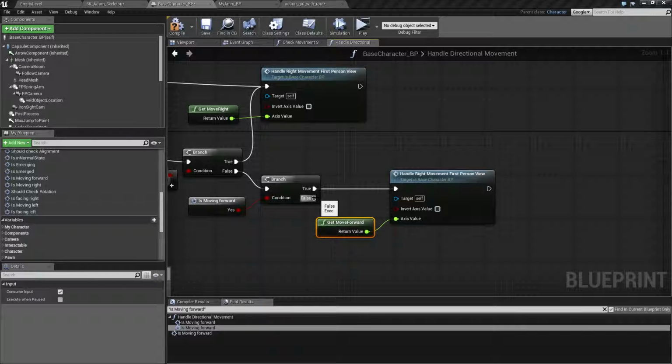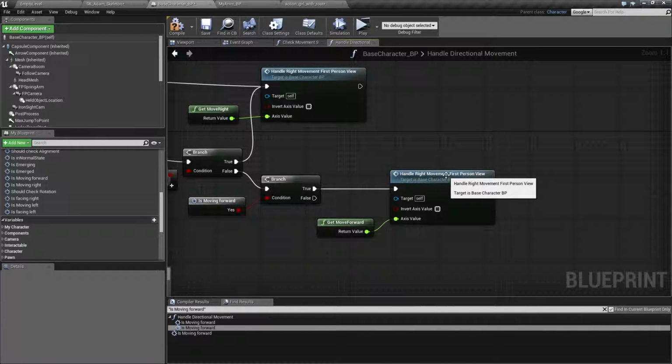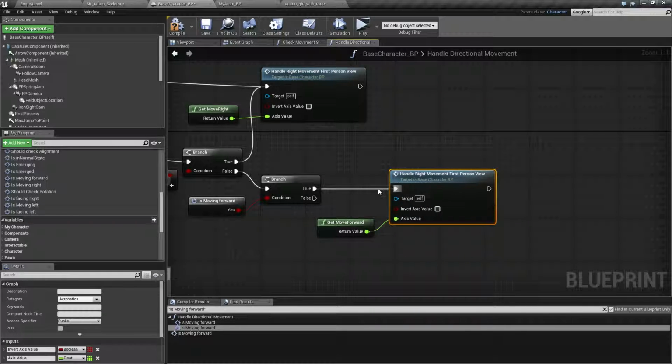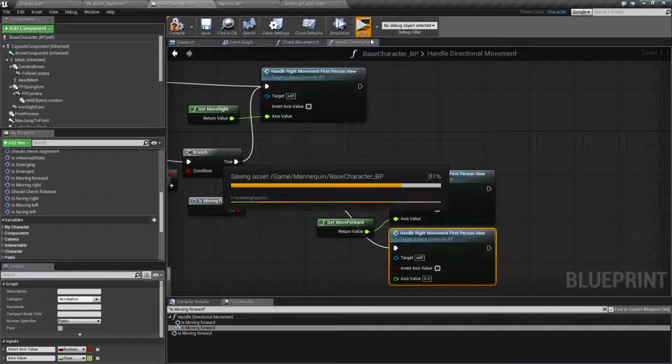Because if we are not moving forward, then we are trying to move backwards, and then we don't want to move at all. I guess we need to call this anyway, but with a 0. So I think we need to do something like this. So drag this one down, and then say we don't want to move at all if we try to move backwards. Okay, so let's try and see how this plays.